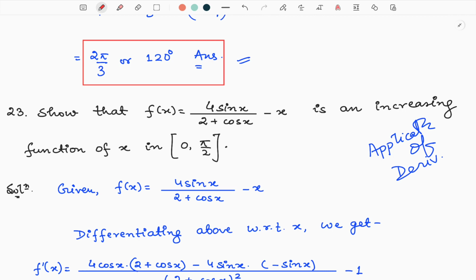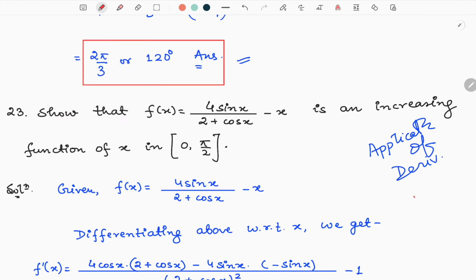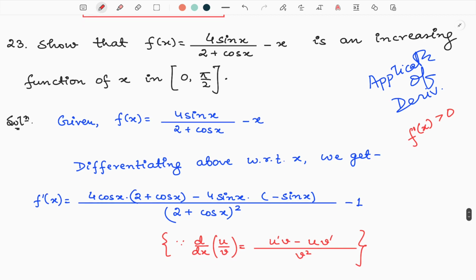So what to do in that kind of question? If a function is increasing in some interval, then in that interval its f dash x should be greater than 0. So all we have to do is find f dash x and then show that it is positive in 0 to pi by 2.